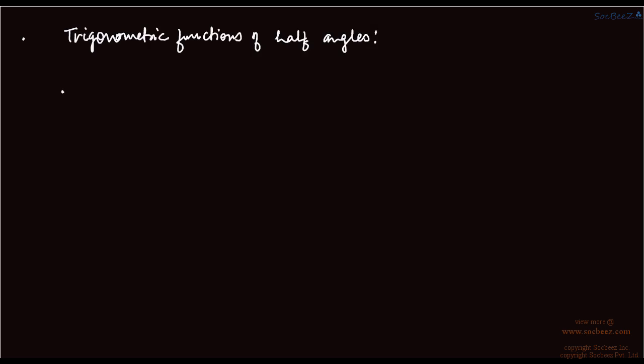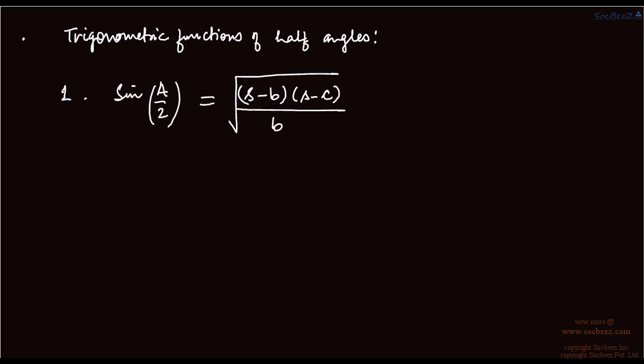Now let's continue with trigonometric functions of half angles. First, sine A by 2 will be root of (s minus b)(s minus c) upon bc. Fine. Similarly, sine B by 2 can be written as, what will be sine B by 2?